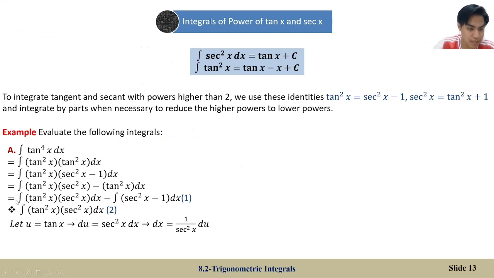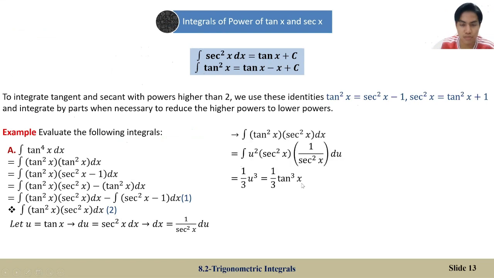We see that this integral right here cannot be integrated. Therefore, we will have to integrate it separately. We let u equal tangent x, so that our derivative du will be equal to secant squared x dx. We manipulate it for dx. We have 1 over secant squared x du. We use that to plug it back into equation number 2.